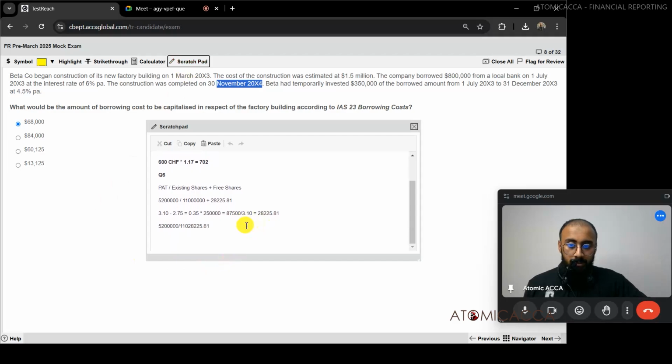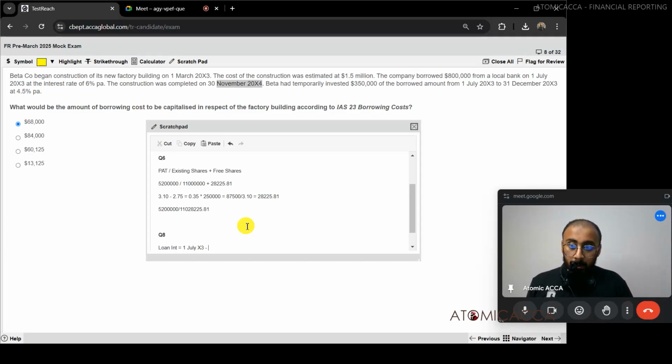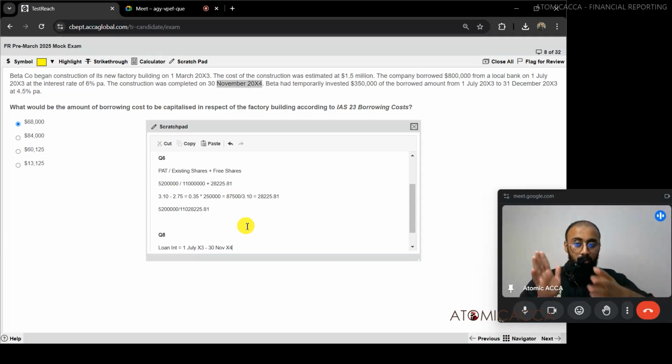Now, this is question number 8. The loan interest will run from 1st July X3 to 30th November X4. How long is that? July, August, September, October, November, that's 5 months till 30th November X3, then till 30th November X4 there will be another 12 months. So 5 months over here, 12 months over there, that will be 17 months altogether. So I have to calculate 17 months of interest.